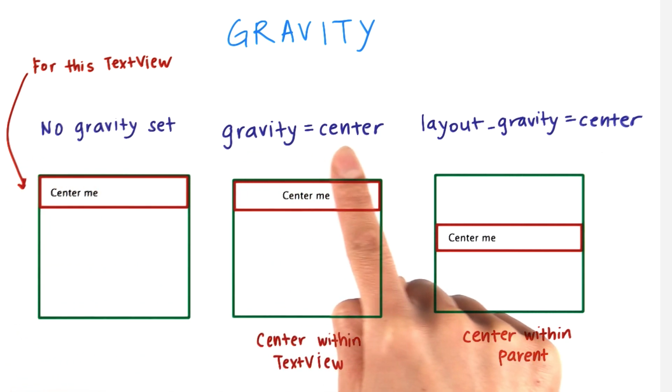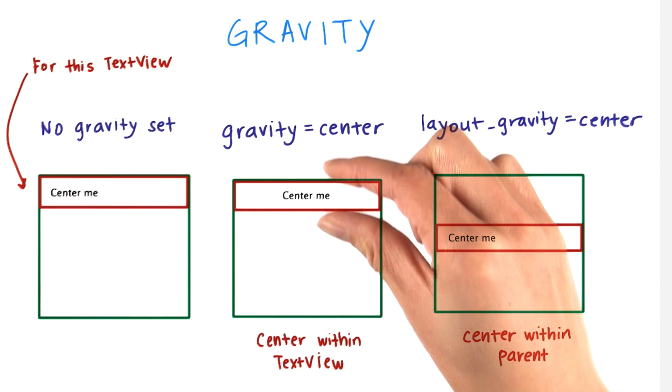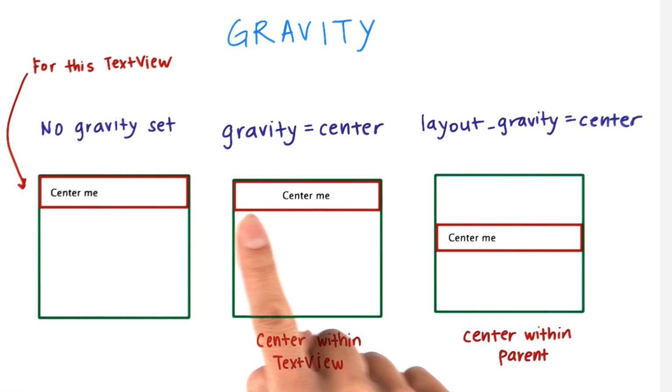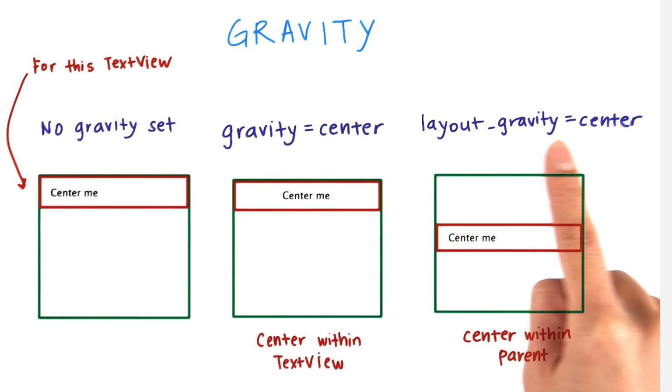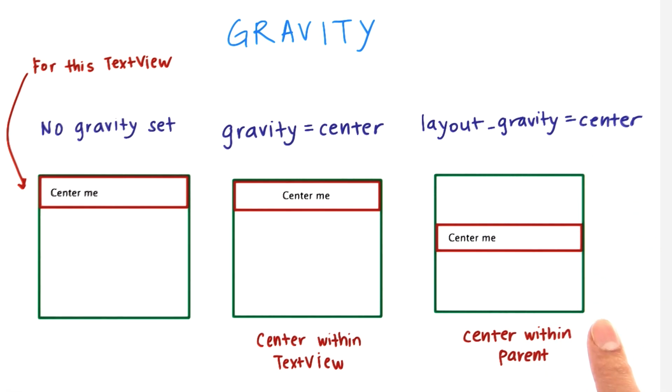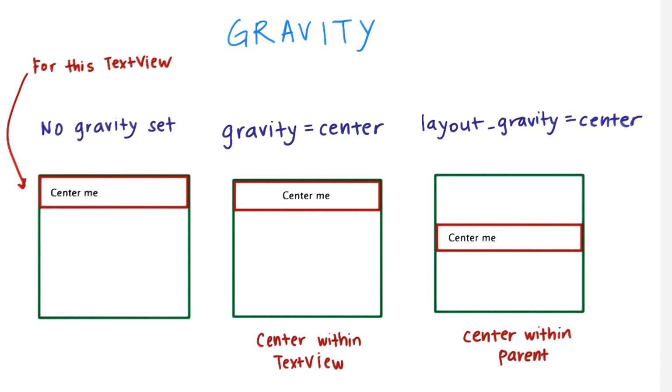If we specify gravity equals center, then it will center the content within the text view. Vertically, it can't move because it's already centered, but horizontally, it does shift over to be in the middle. Instead of this, if we specify layout gravity equals center, that means to center horizontally and vertically within the parent. So we grab the whole child text view and we move it into the center.